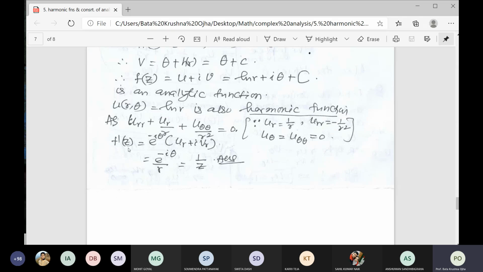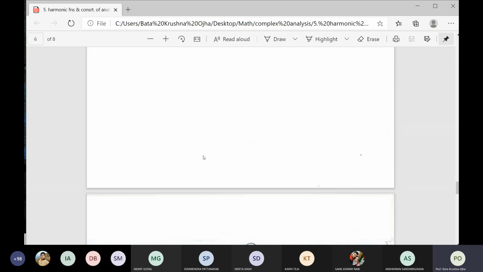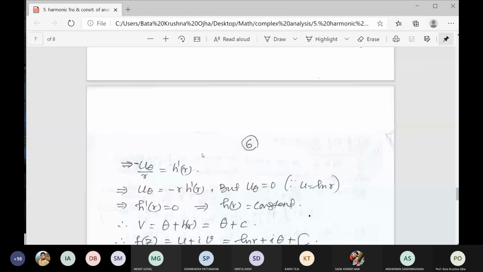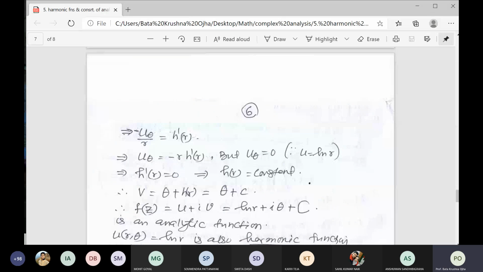F dash of z is equal to, you know this formula. You remember this formula, e to the minus i theta (u r plus i v r). So just substitute u r and v r, you get the result. That is, the derivative of the function is 1 by z. That is because what is your f of z here? If you take f of z is equal to ln r plus i theta. Can you write it in z form?